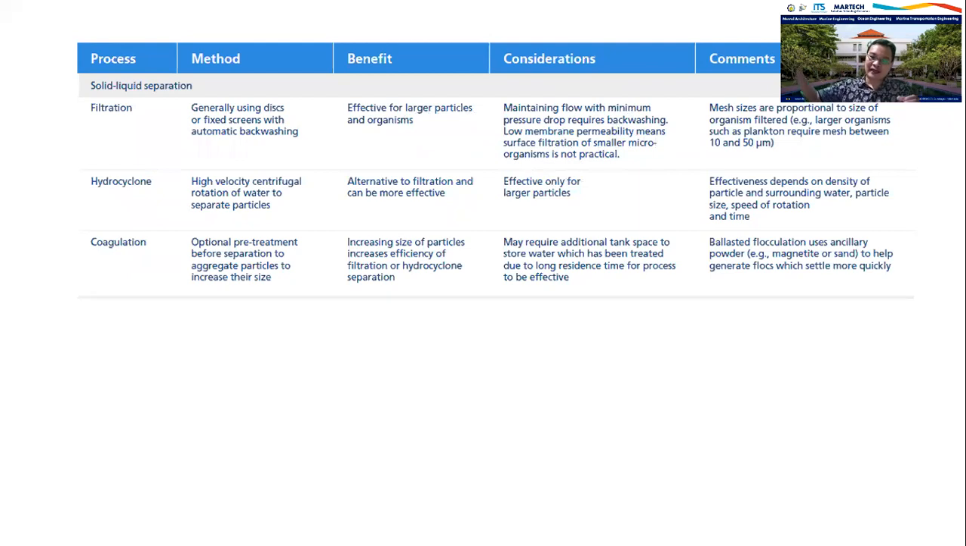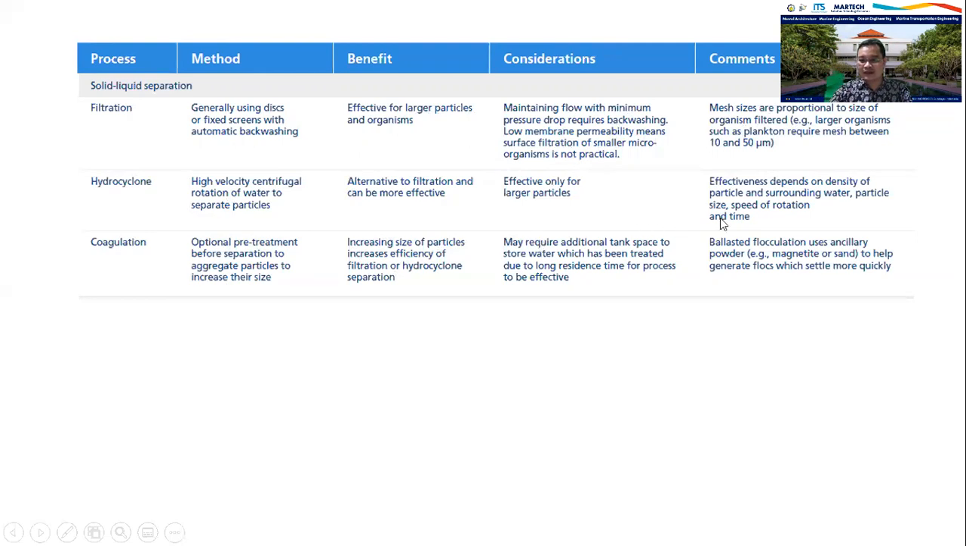Backwashing means that the filter shall be cleaned by backwashing with water. Okay. The mesh size is proportional to the size of the organisms filtered. And this is the hydrocyclone. This method uses high-velocity centrifugal rotation of water to separate particles. The benefit is that it is an alternative to filtration and can be more effective, but it is effective only for large particles.